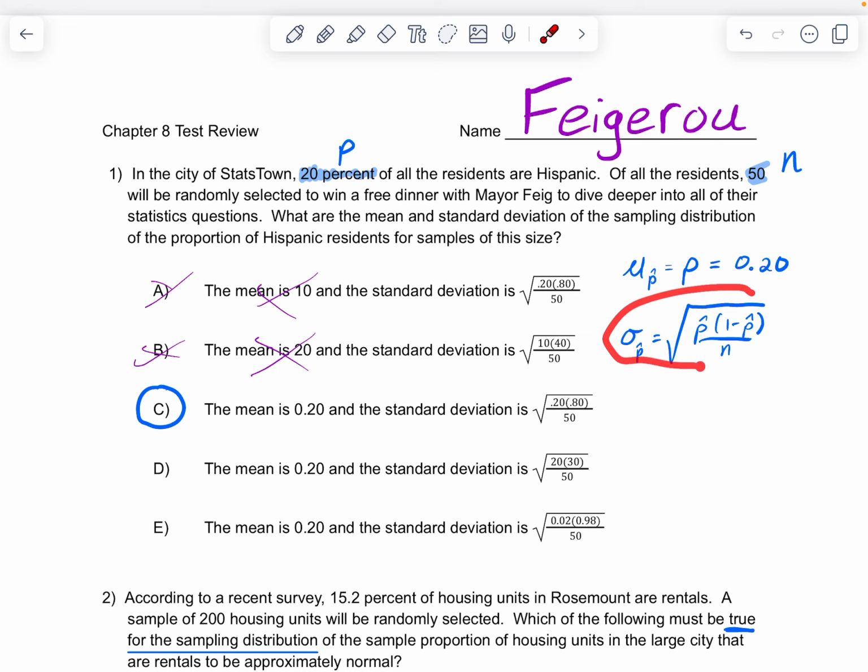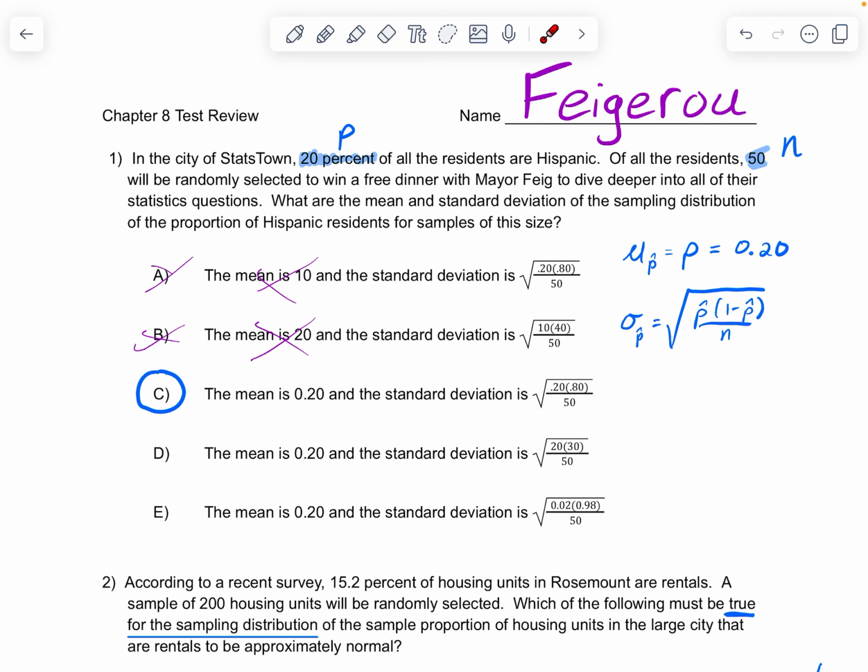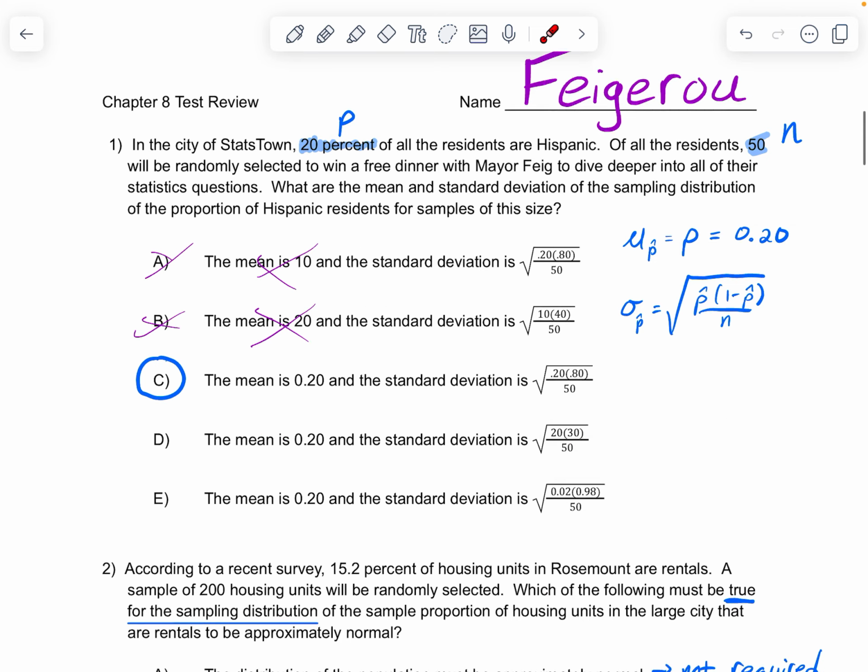Then this is what will separate these three. This is the standard error formula, also known as the standard deviation formula. And the main thing is which one is correct. It's this one because it's 0.20 and 0.80. This one is tricking you if you thought that 20% was 0.02. And this one doesn't even have decimals, so it's C.